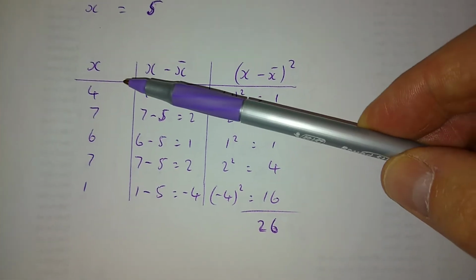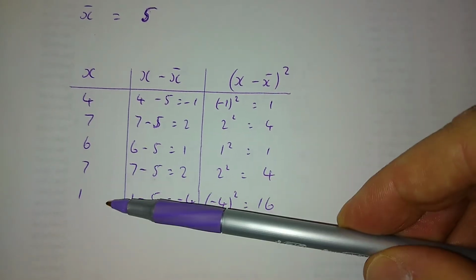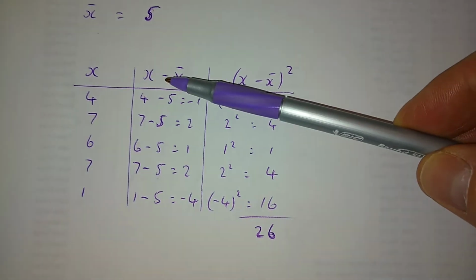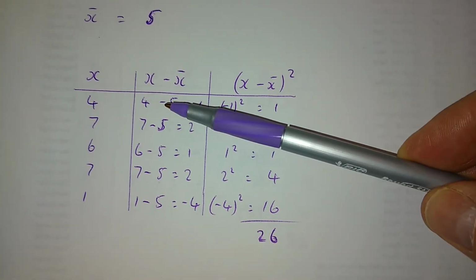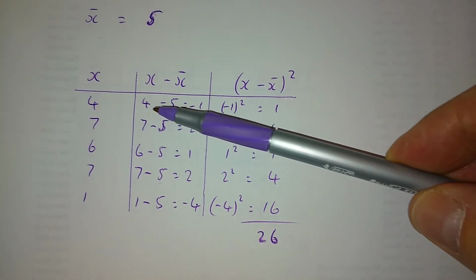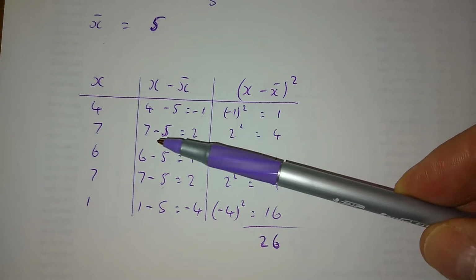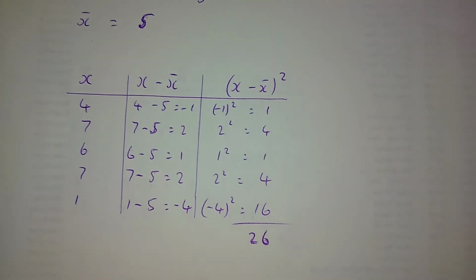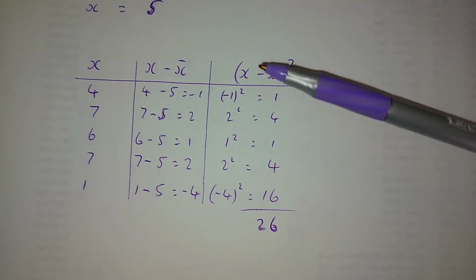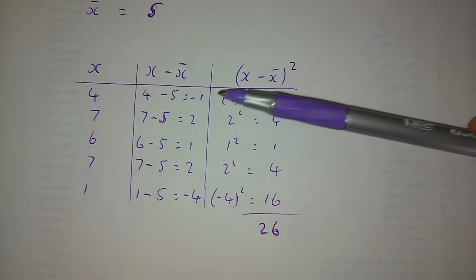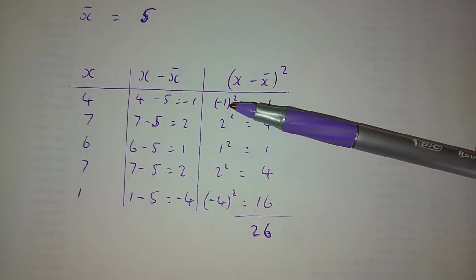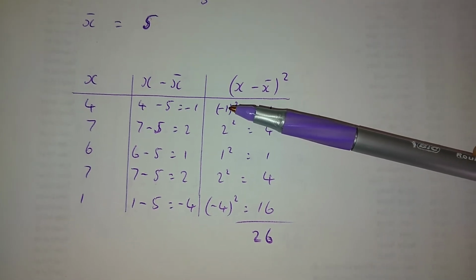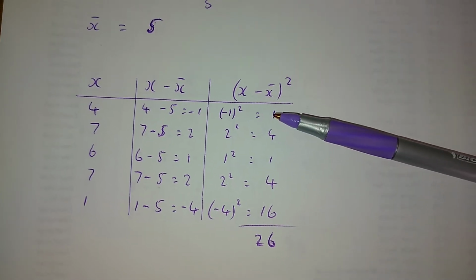We're just going to write a table out here. Those are our data values. We're then going to subtract the mean from our data values. So 4 minus 5 is negative 1, 7 minus 5 is 2, etc. And then in the third column here, we're going to square these values. I've put negative 1 in a bracket here. If we square negative 1, we get positive 1.